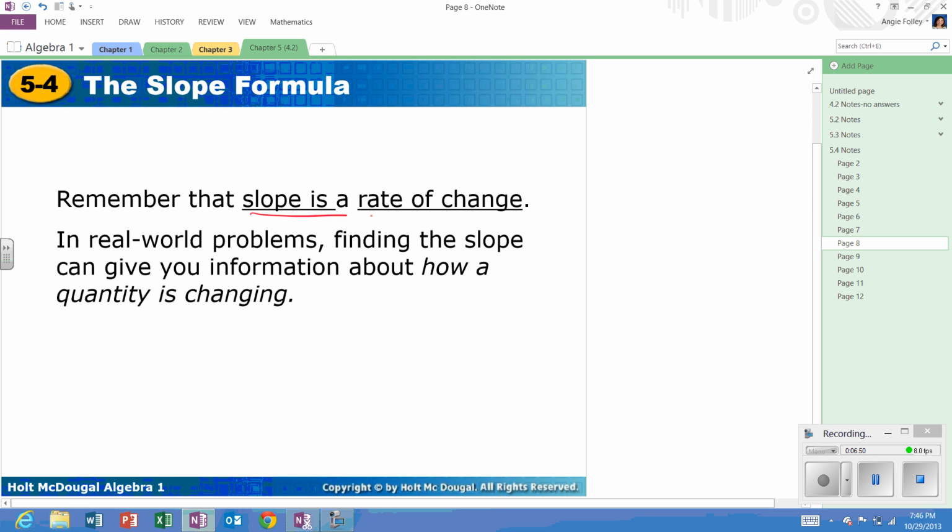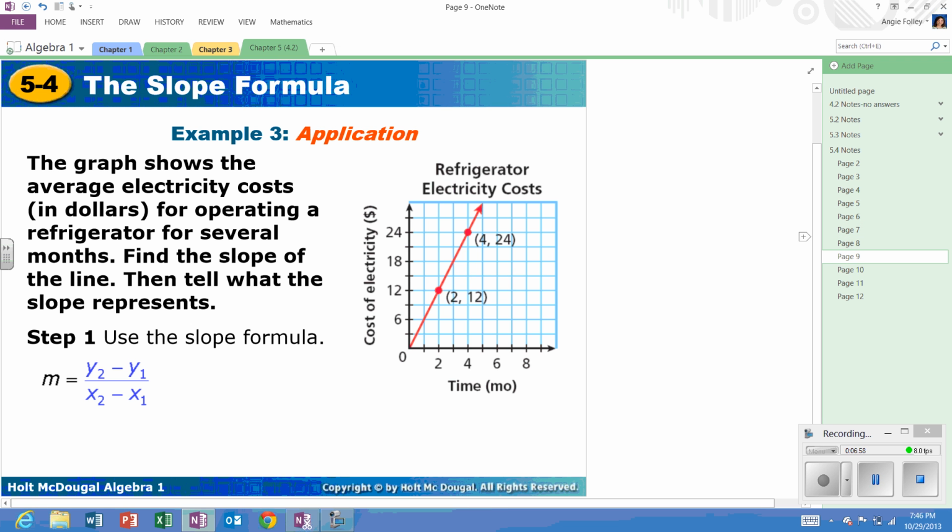Remember that the slope is a rate of change. In real-world problems, finding the slope can give you information about how a quantity is changing. So we're going to look at a real-world example. The graph over here to the right shows the average electricity in dollars. So electricity is on your y-axis, I'm sorry, and then your months, how that electricity is changing, are on your x-axis. And it wants us to find the slope of the line and then explain what that means.